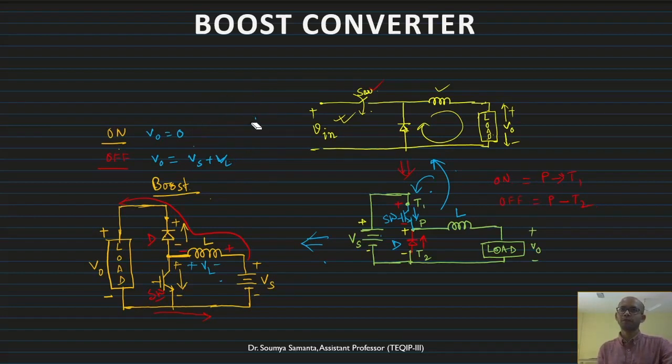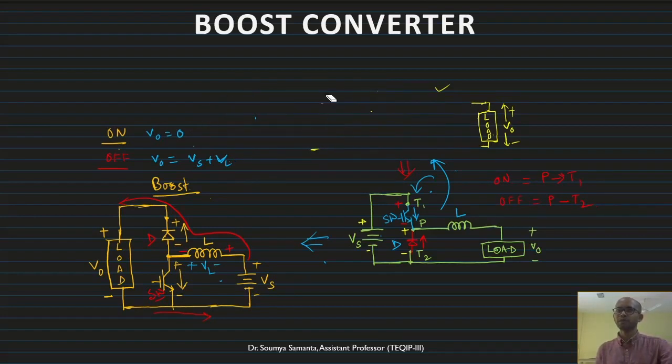Now let me draw these things. Let me erase this part. Here I have shown the easiest way to remember: first, this is the step down, and this is the step up. One more way you can remember is the diode position. In case of step down, the diode position is the down position. In case of step up, the diode position is up position. So obviously if the diode is in the up position, the switch will be in the other case.